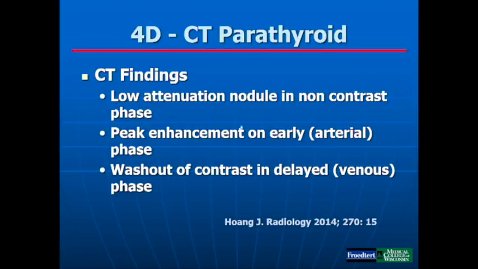So in the 4DCT, basically there are three findings: the low attenuation nodule in the non-contrast phase, arterial peak enhancement in the early arterial phase, and washout of contrast in the delayed venous phase. So this is important, the multi-phase imaging.